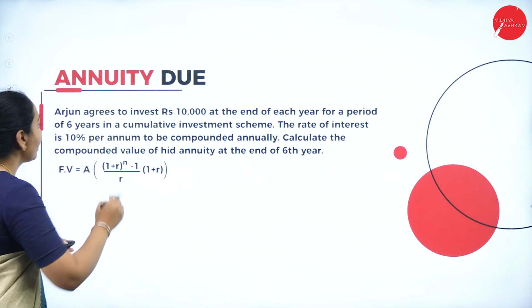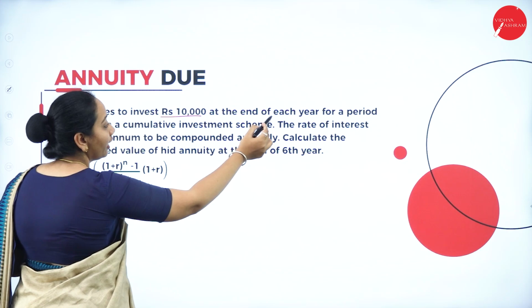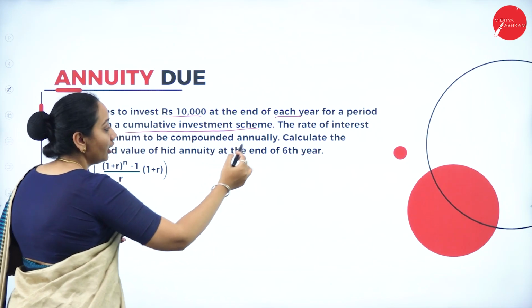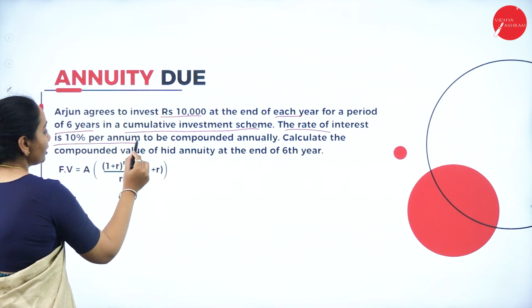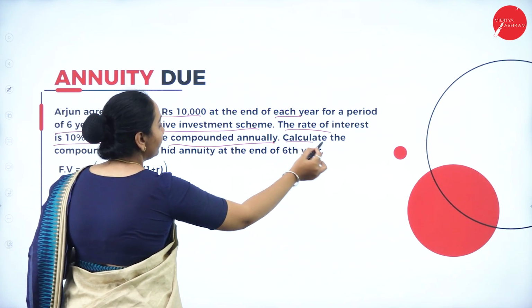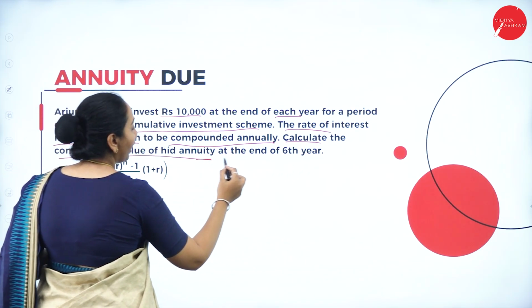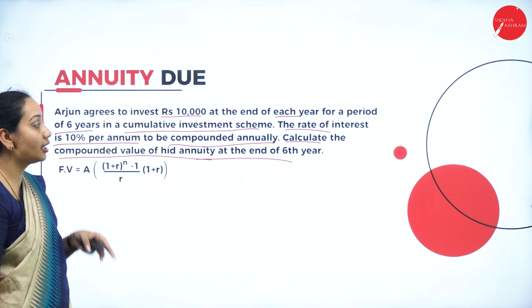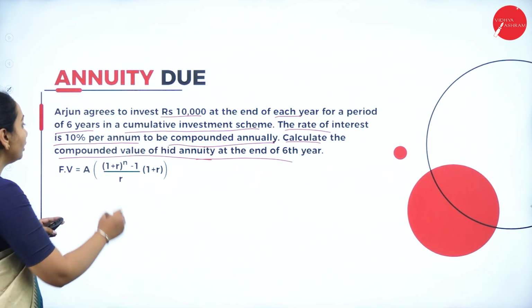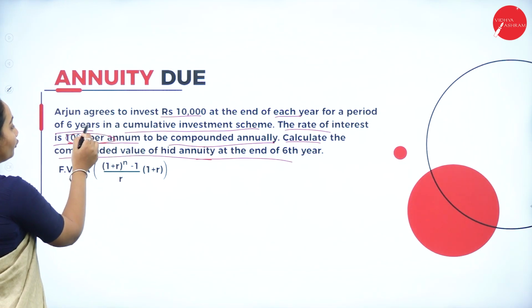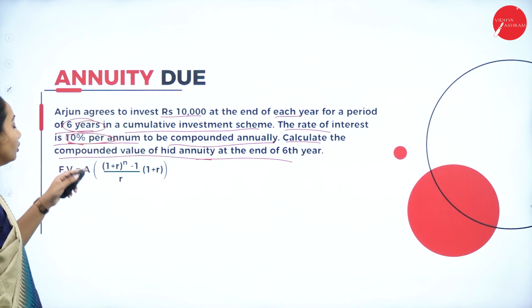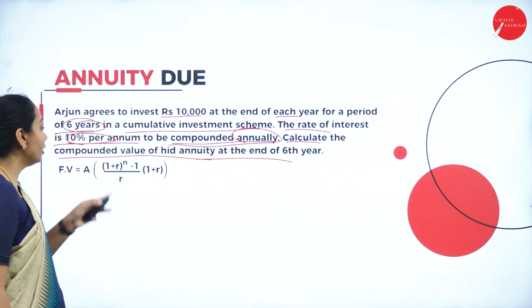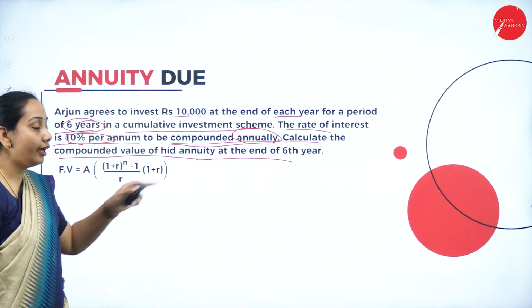So next question, Arjun agrees to invest rupees 10,000 at the end of each year for a period of 6 years in a cumulative investment scheme. The rate of interest is 10% per annum, to be compounded annually. Calculate the compounded value of his annuity at the end of the 6th year. So here Arjun is going to invest rupees 10,000 at the end of each year with an interest of 10% per annum for a total of 6 years. The interest is calculated annually.